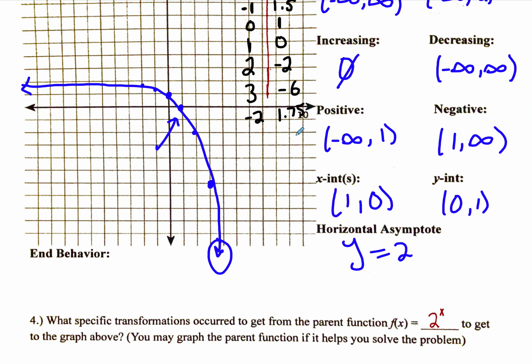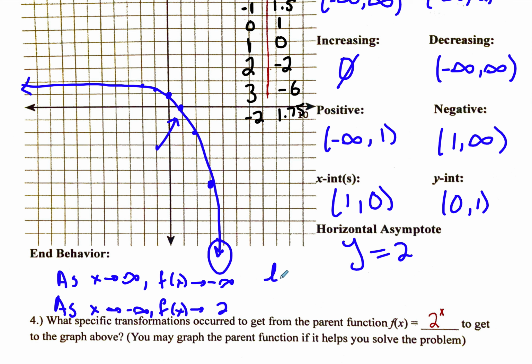And then the end behavior can be written in two ways, right? As x goes to positive infinity, f of x goes to negative infinity, and as x goes to negative infinity, f of x goes to 2. Remember, the other way you could technically do it is the limit as x goes to negative infinity of f of x is, rather, 2.